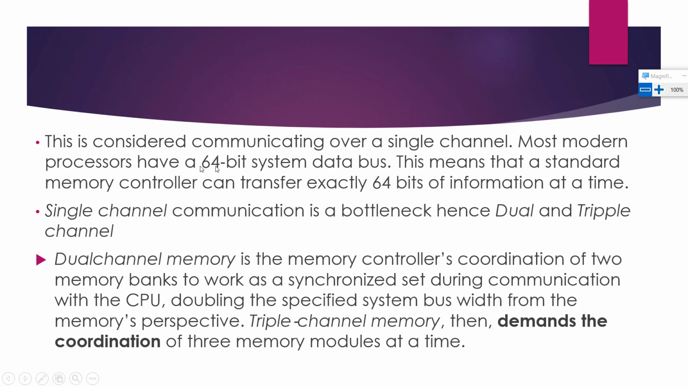Okay, so this is considered communicating over a single channel. What is considered? When the bus is moving the data, it is sending it to the RAM, and RAM is loading that data. So this is considered communicating over a single channel. Most modern processors have a 64-bit system data bus, and if it is DDR2 right now, which I think it is, so it would be 64-bit, yes.